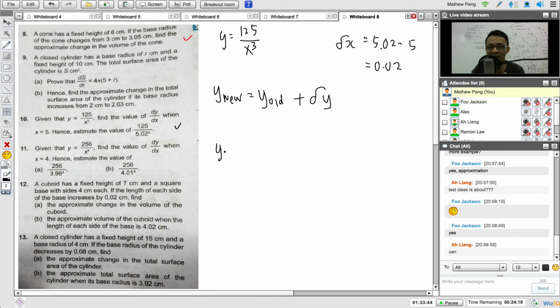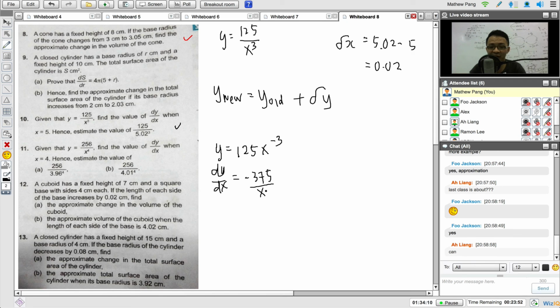I know I want to find change of y. The first thing I do is dy/dx. So y equals 125 x to the power of negative 3. Then I do dy/dx, because this is going to be used in change of y. So it's negative, wow, this number is quite big. 125 multiplied by 3, let's use the calculator, is 375. This will be negative 375 x to the power of negative 4.